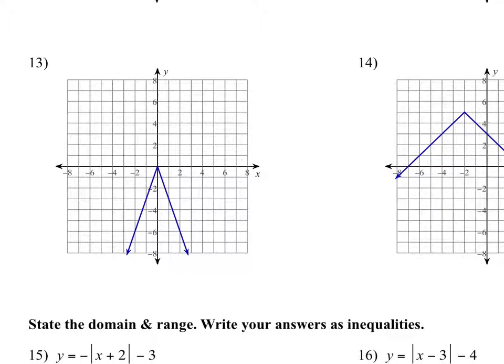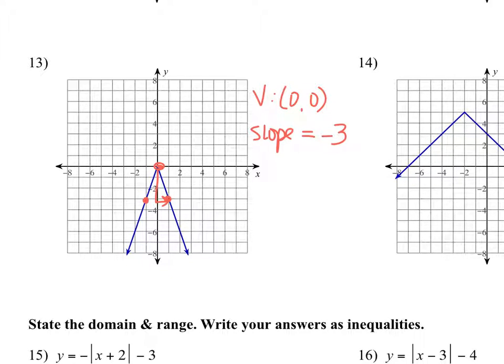Question 13. Starting at 0, 0, so my vertex is at 0, 0. For my slope, I'm just going to find where it crosses another good corner on either side. All right, so this is down 3 to the right 1. So that's a slope of -3. And you can even recognize that that should be a negative slope because the V is opening downward.